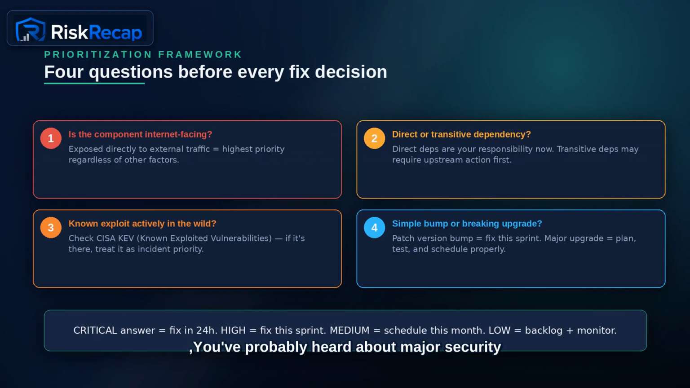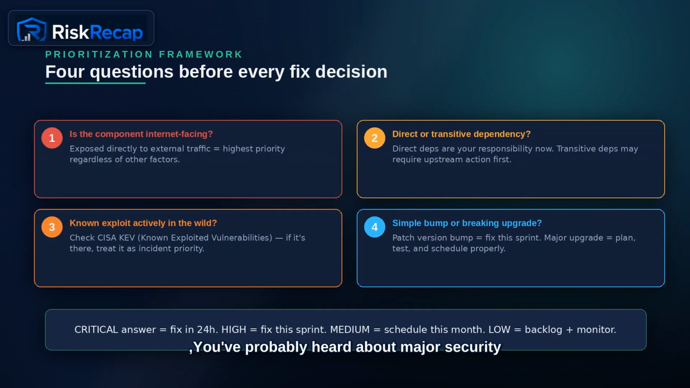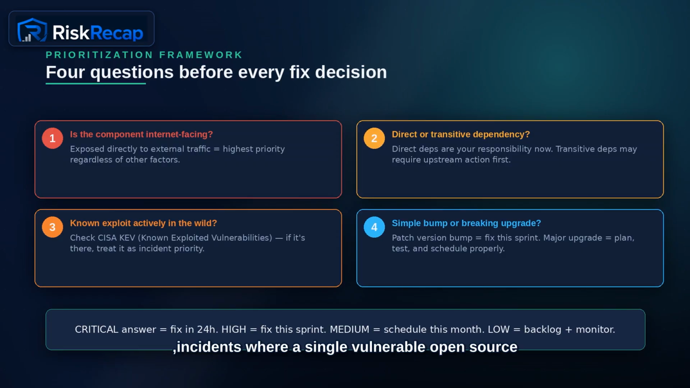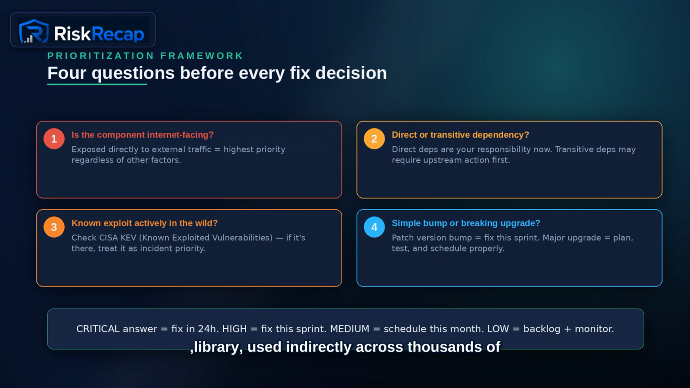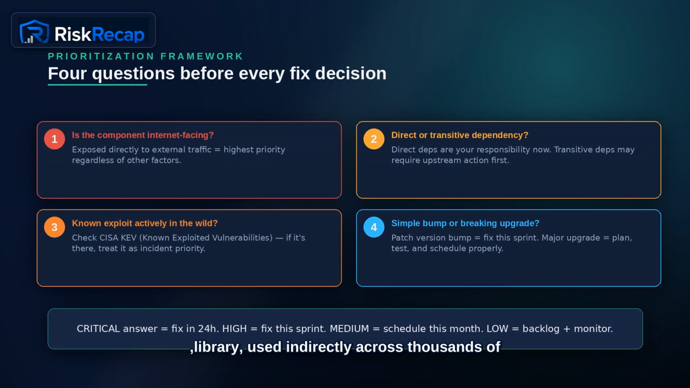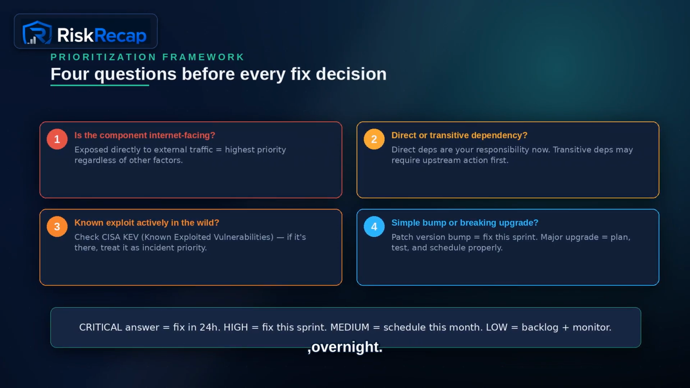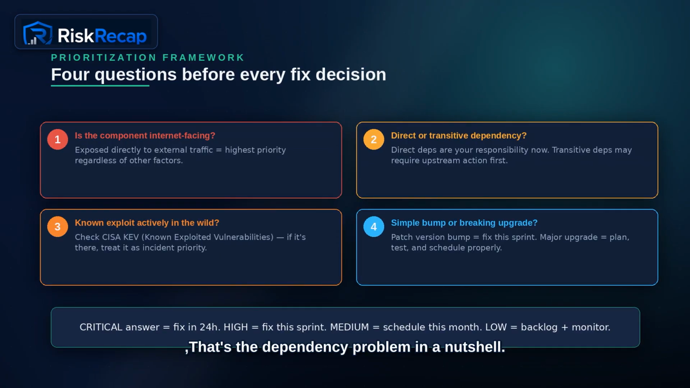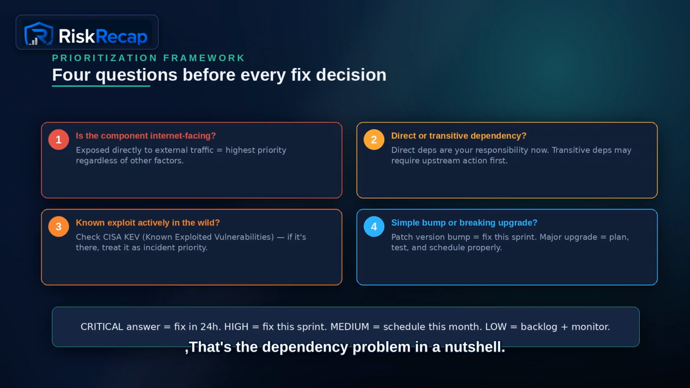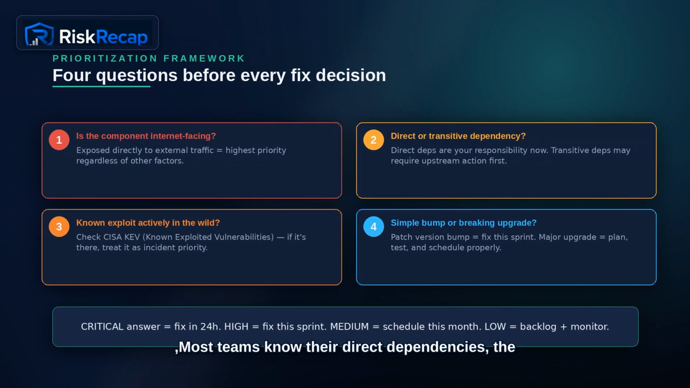Is the affected component internet facing? Is it a direct dependency or a transitive one? Is there a known exploit actively being used in the wild? And is the fix a simple patch version bump or a major version upgrade that could break things?